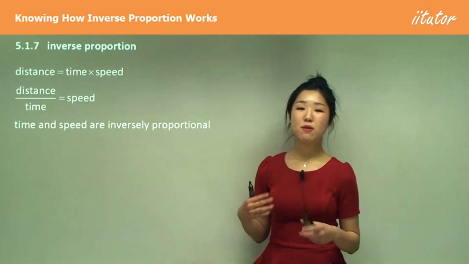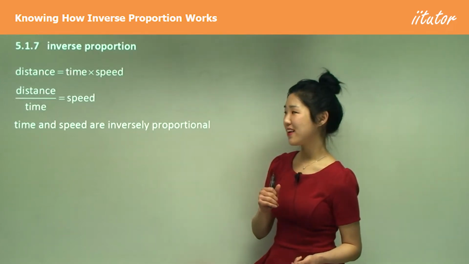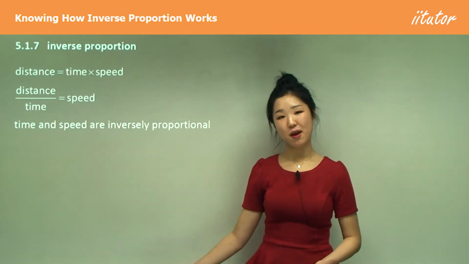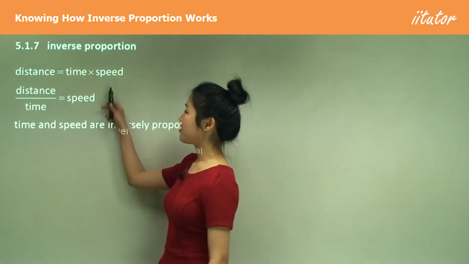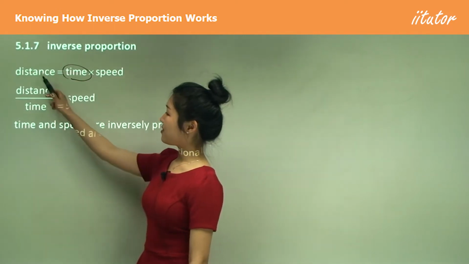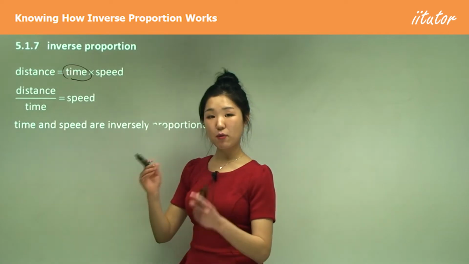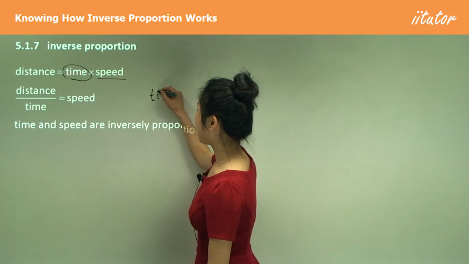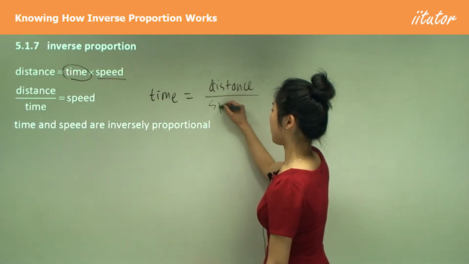Now this time we're going to be focusing more on distance, time and speed, as you can see on the board. Now we all know that distance traveled is the speed times time, or time times speed. Now if I make speed the subject, we just divide by time. So speed is distance divided by time. If I want time, I have to divide by speed. So we can say that time is distance over speed.